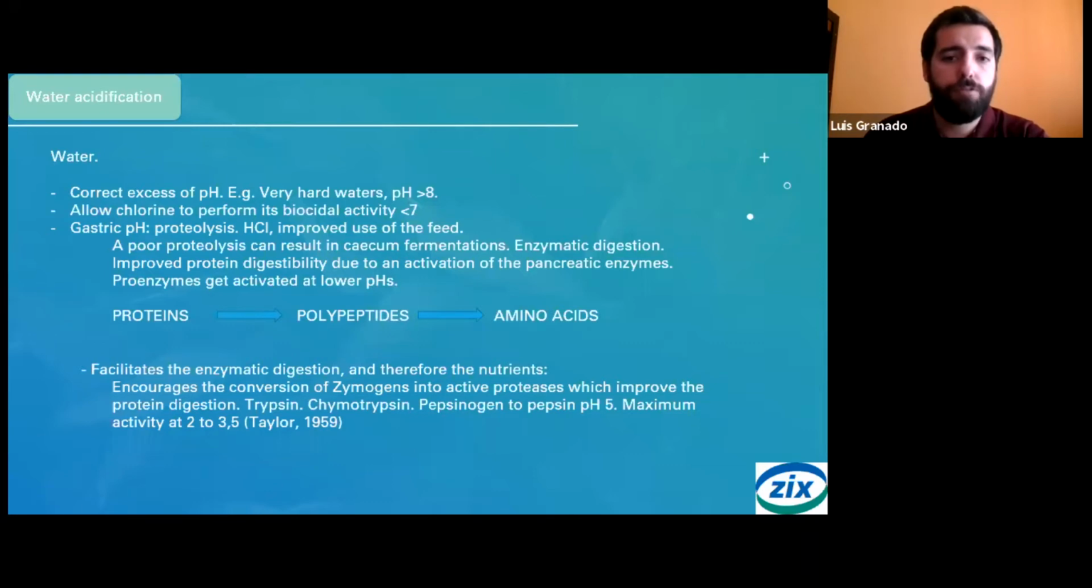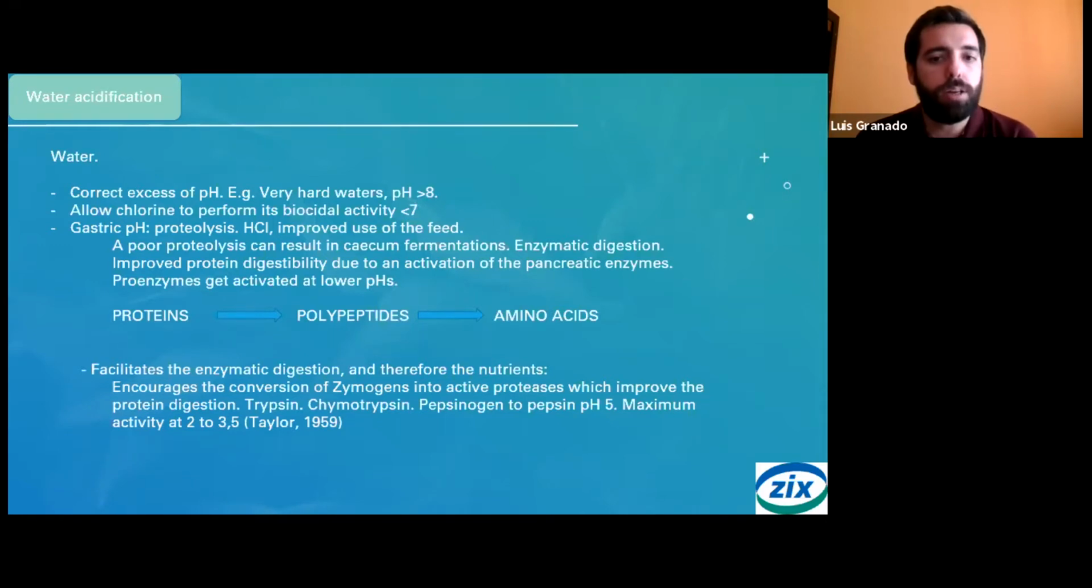Also, if you are treating the water with chlorine, you have to know that you should always work with pH under 7, okay? The activity of the chlorine gets very affected when the pH goes over 7, and it loses its efficacy. So you should look for a pH of at least 6.8 or 6.9 in order to perform water sanitation with this chlorine, okay? You need to acidify the water, otherwise the chlorine treatment will be just useless.